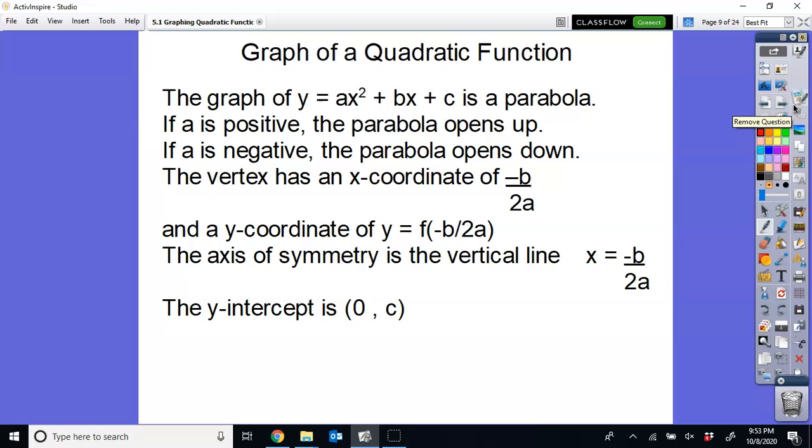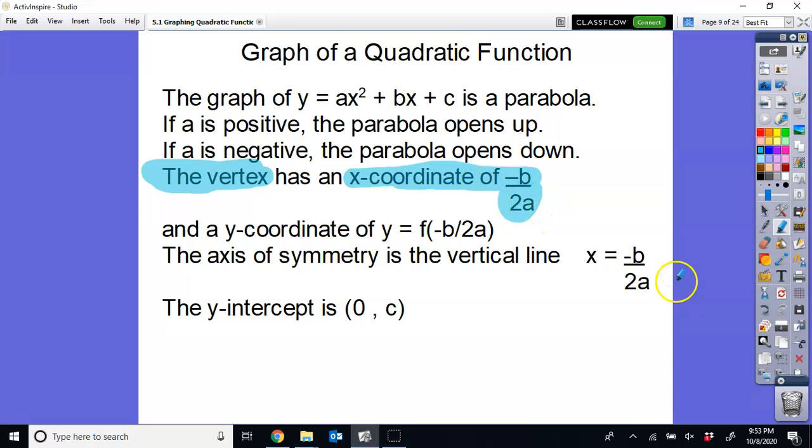Like I said, the graph of that standard form is a parabola. If the a value is positive, it opens up. If the a value is negative, it opens down. The key part about this particular screen is right here: the vertex. This is that key point on that parabolic shape. The vertex has an x-coordinate of negative b over 2a.